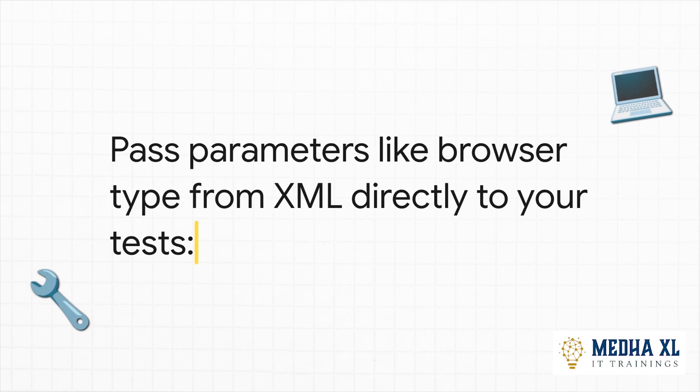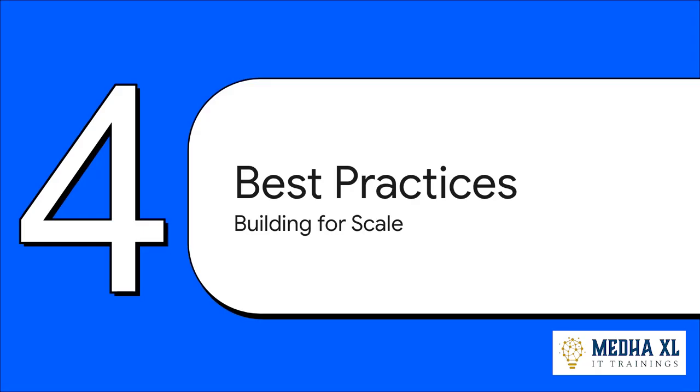Another beautiful thing about the XML file is that it lets you separate your test configuration from your test code. You can define things like which browser to use or which website URL to point to right here in the XML. This means you can run the exact same tests on Chrome, then Firefox, or point them from your staging environment to your production environment, all without changing a single line of your Java code. It's incredibly flexible.